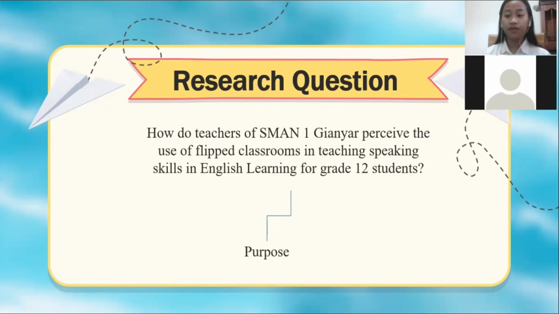And then the purpose. Based on the research question, the objective of this study is to identify the teacher perception of the influence of using the flipped classroom model on student speaking skill in English for 12th grade students at SMA Negeri 1 Gianyar, whether the use of the flipped classroom model has a good or bad influence on student speaking skill.